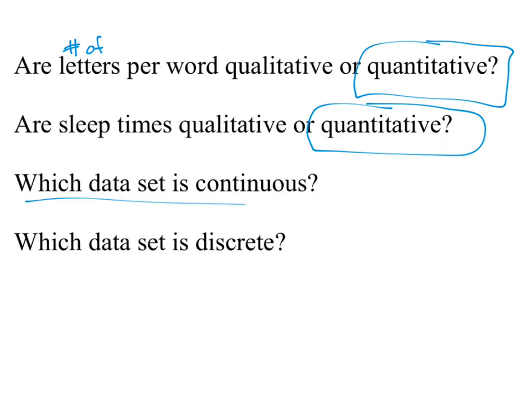And then which data set is continuous? Well, the number of letters in a word cannot be 4.7. It can't be 13 and a half letters. Either something's got 13 letters or it's got 14 letters. There's no in-betweenness. So this one here is actually going to be the discrete one, letters per word.